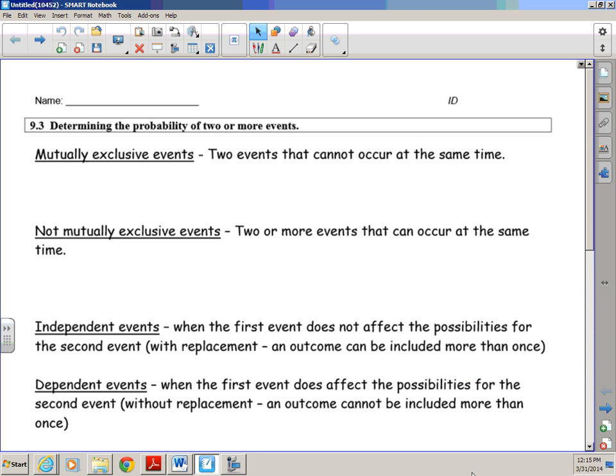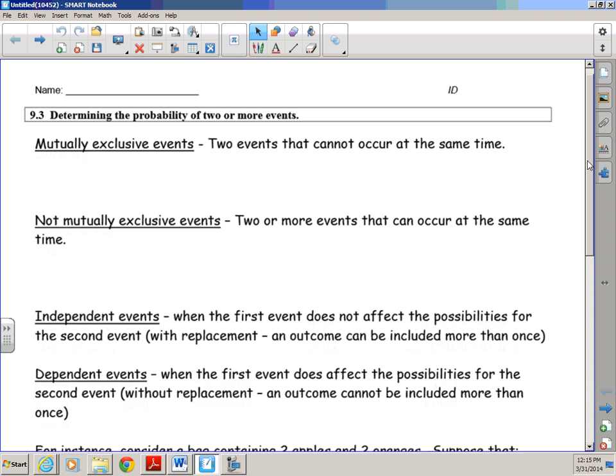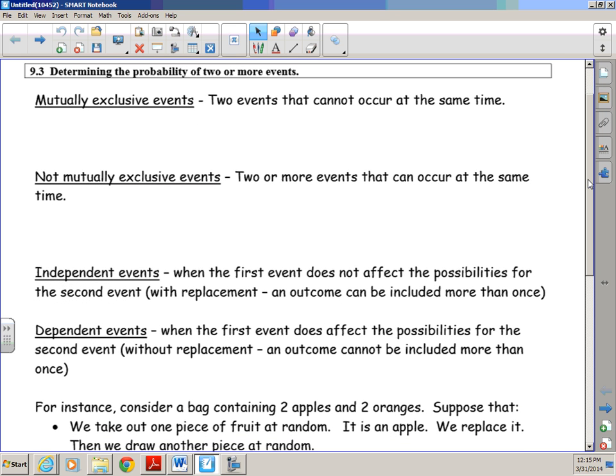So what we're going to cover today is the probability of two or more events occurring. And what we want to make sure you understand is a couple of definitions and concepts, which will be a little bit easier to understand once we go through some examples. So the first two definitions are what are called mutually exclusive and not mutually exclusive events. Okay? And mutually exclusive means two events that cannot occur at the same time.